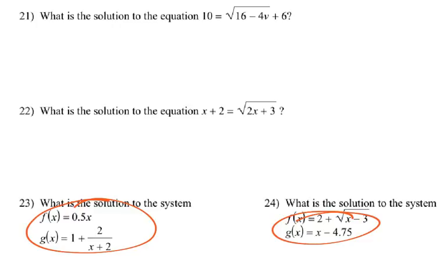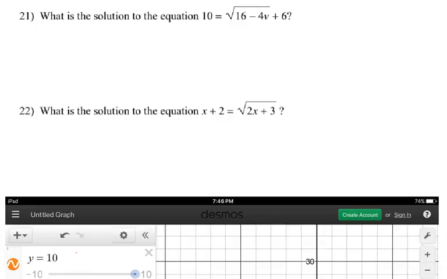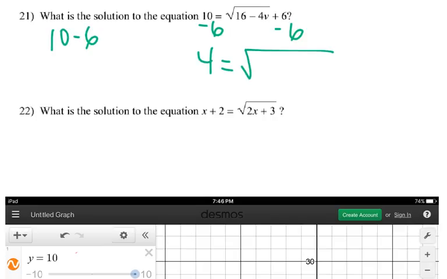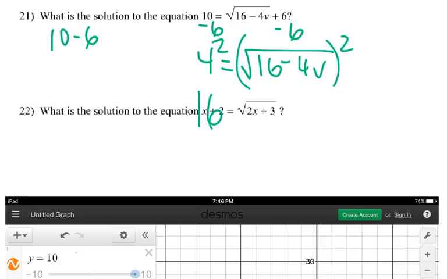All right, now the radical equations might seem easier to solve by hand. We can treat them the same way we did graphically as well. So in order to solve a radical, we need to get the radical piece by itself. So I'd subtract 6 from both sides. So 10 minus 6 would give me 4. So 4 equals square root of 16 minus 4v. Then we square both sides. 4 squared is 16 equals, squaring a square root undoes it, 16 minus 4v.